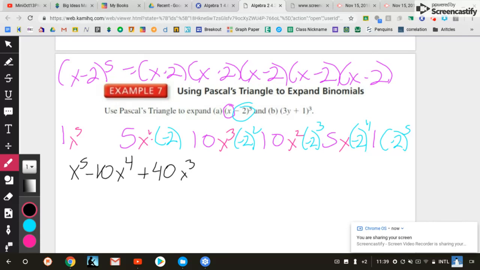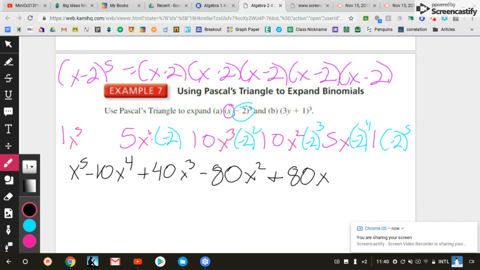Moving in, now I have negative 2 to the third, 2, 4, 8. So that's going to be a negative 8 times 10 will be negative 80 x squared. Moving in, now I have negative 2 to the fourth, which is going to be a positive 4. No, sorry, it's not 4. Negative 2 to the fourth, so 2, 4, 8, 16. Positive 16. 16 times 5 is 80. And then I have an x.